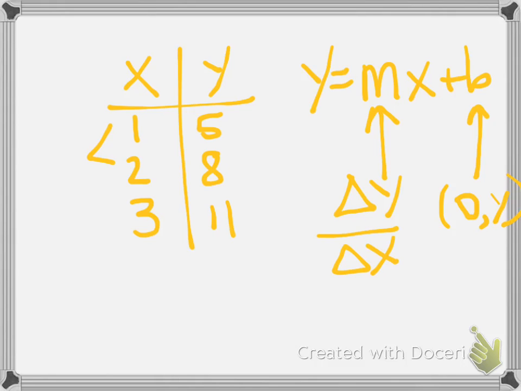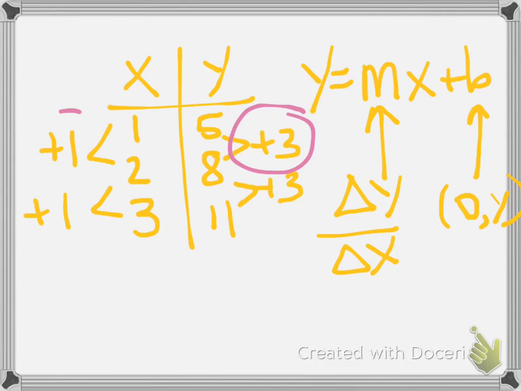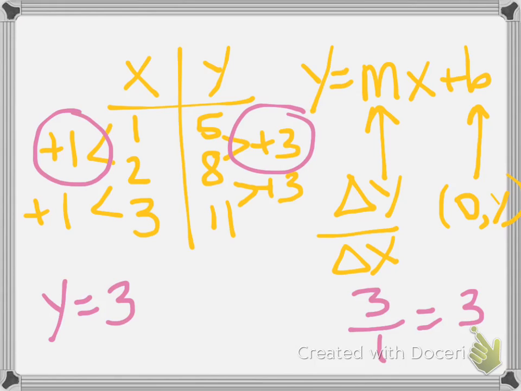Find the difference in the x values. It's plus 1, plus 1. Find the difference in the y values. Plus 3, plus 3. Now that I've done that, I can find my slope by taking the difference in y divided by the difference in x. 3 divided by 1 equals 3. So in my equation, 3 is my slope. Y equals 3x. I'm not done yet though.